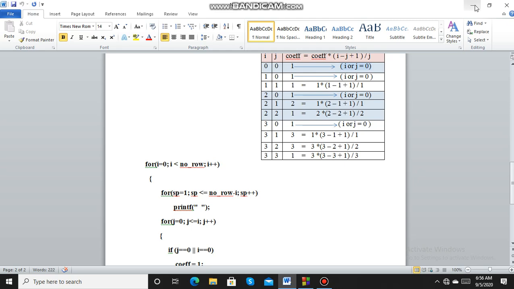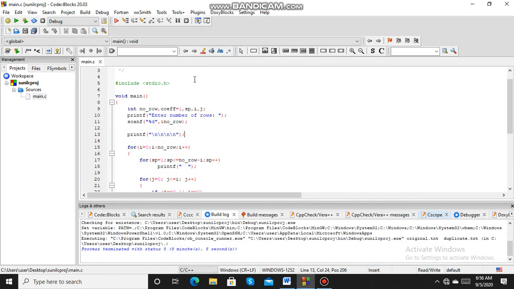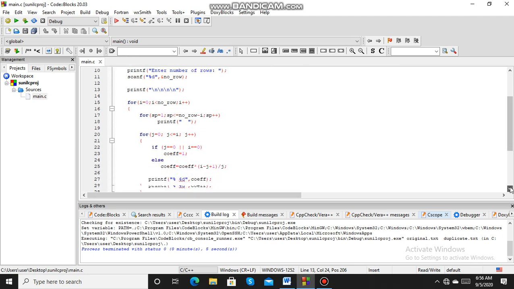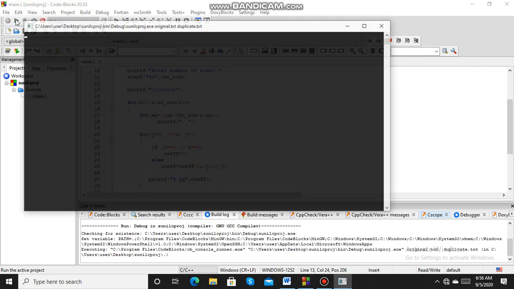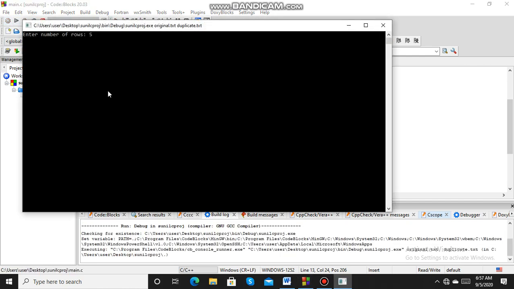Now let us execute the code and see. This is the same code. Here I am entering the rows, then these are the for loops. We will compile this and execute it. I am entering the value of number of rows as 5. So this is the Pascal's triangle.